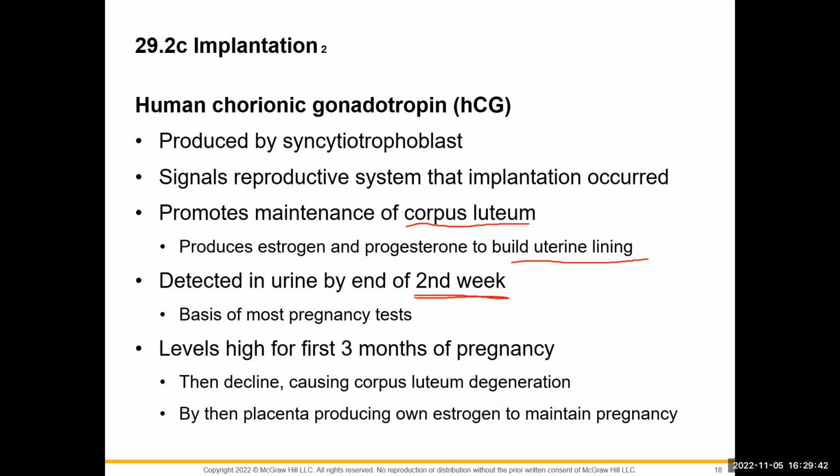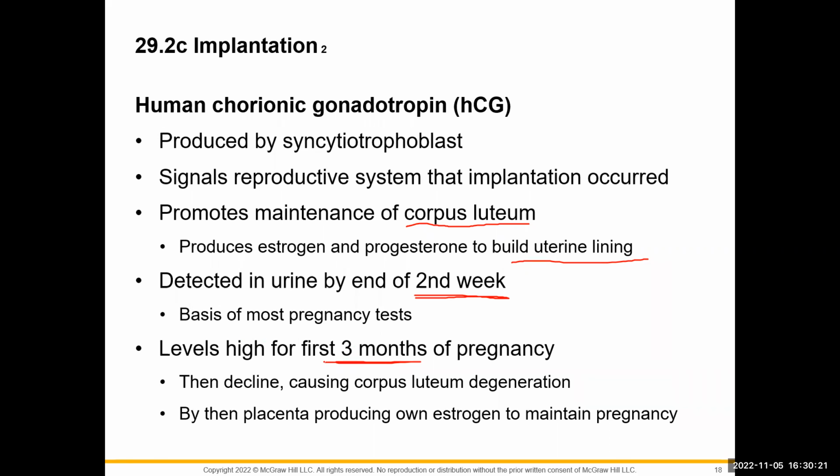So the syncytial trophoblast is going to be producing the human chorionic gonadotropin hormone, which is going to tell the corpus luteum, please don't break down, don't degenerate. We need you to keep producing estrogen and progesterone to build that uterine lining here. Eventually, though, we won't need that to keep occurring, because then we'll have a functional working placenta that will take over the role of the corpus luteum. But until then, for 3 months, that corpus luteum is going to be producing the HCG.